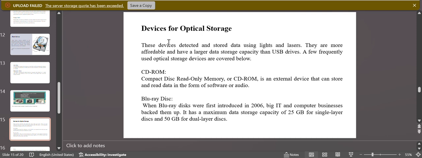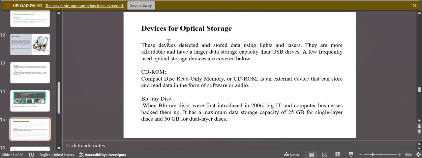And here, optical storage devices. These devices detect and store the data using light and lasers. They are more affordable and have larger data storage capacity than USB drives. Some examples of optical storage are the CD-ROM, compact disk read-only memory, an external device that can store and read data in the form of software or audio.